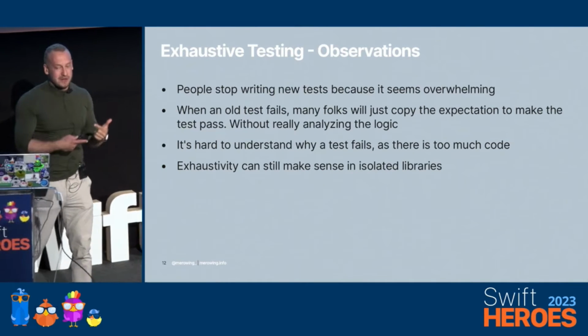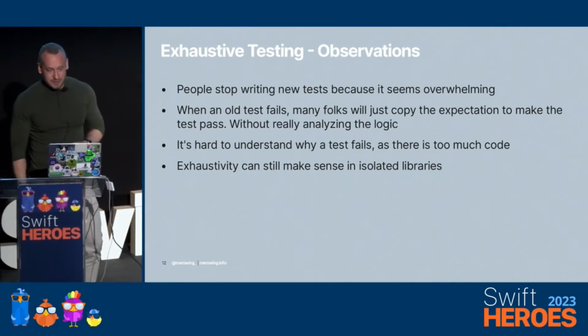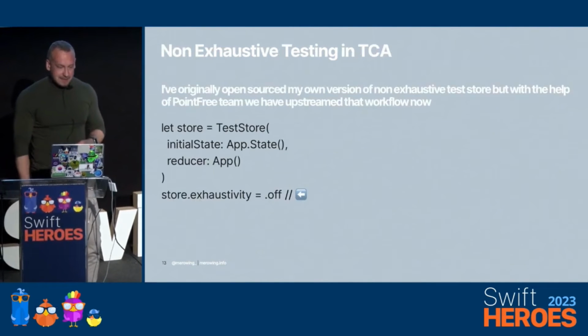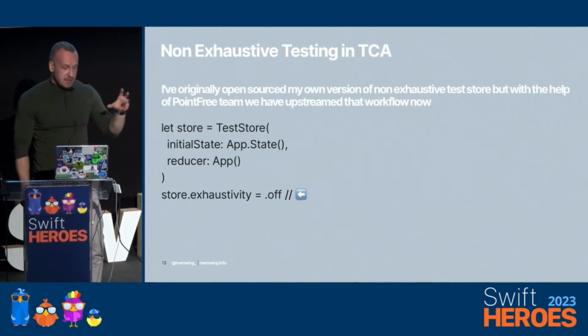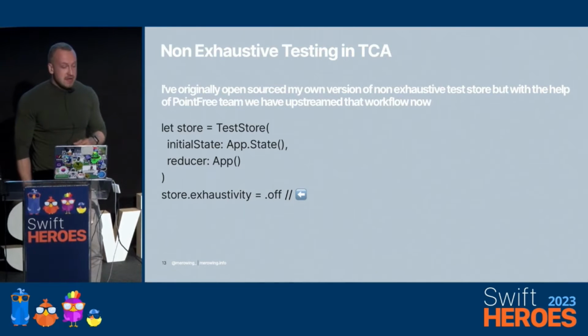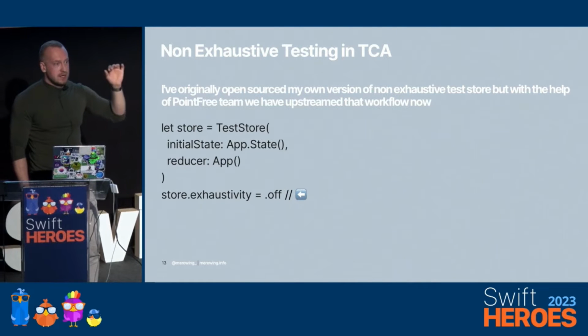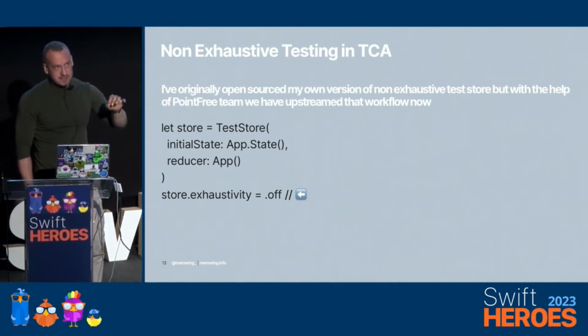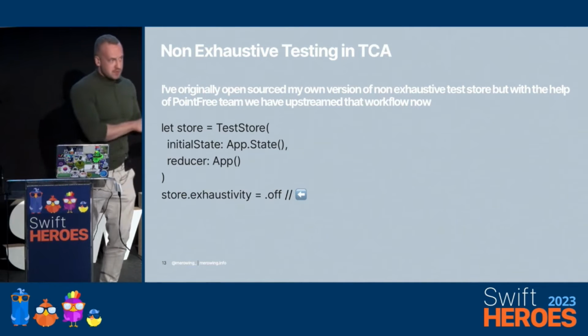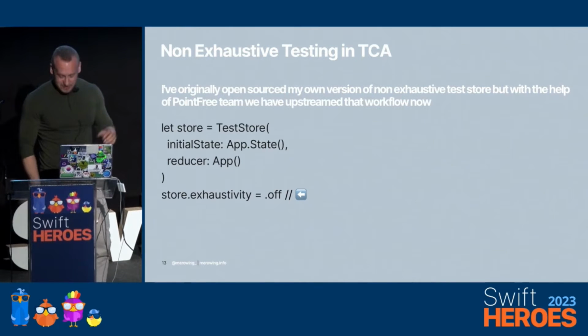So it removes the component of analyzing, did I actually break something or is this expected, which is another problem to have. And I originally had this as my open source version, but now it's a part of TCA because we worked together to merge it. You can easily turn off exhaustivity. There's actually multiple levels. So there's exhaustive testing, non-exhaustive testing, and there's a debug thing where it will allow you to have non-exhaustive testing, but it will warn you. I generally would prefer to turn it off because the warnings look weird and it's very stressful to me.